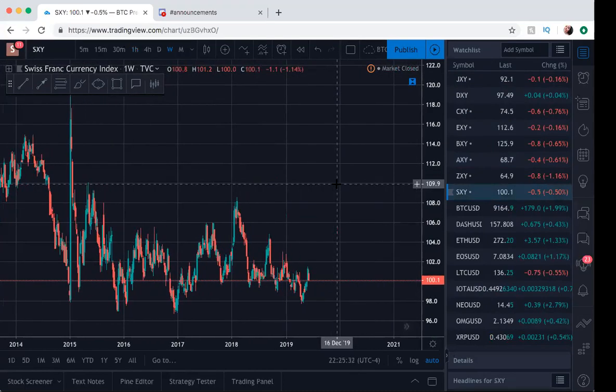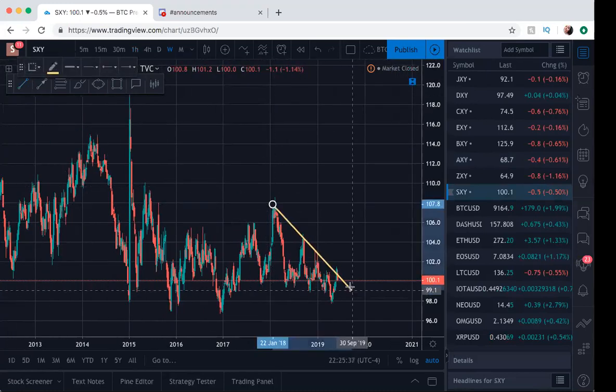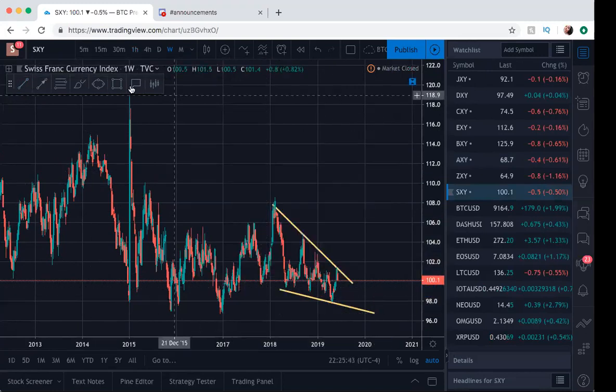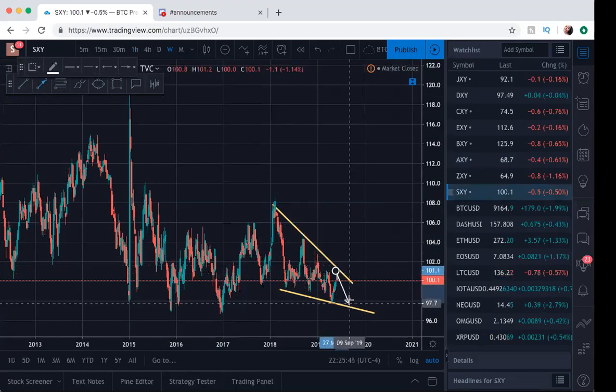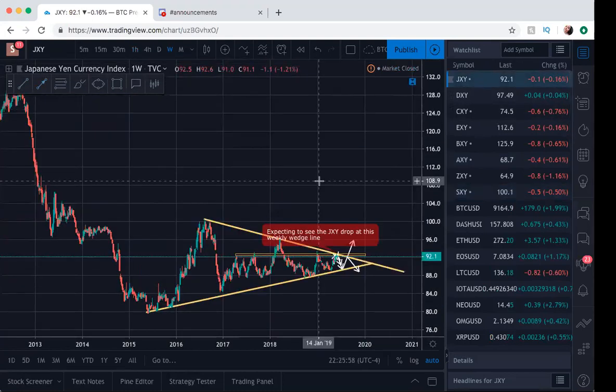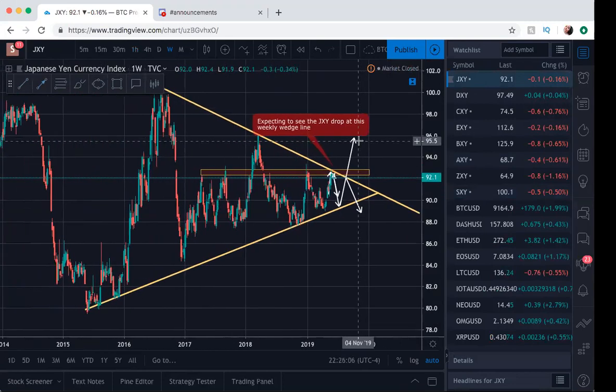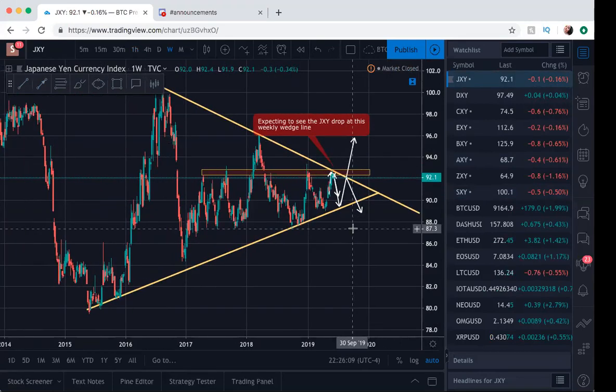Because, like, let's say on a weekly right now, we have a wedge formation here, but we could potentially be seeing the Swiss franc coming back down to meet this low, because we're making lower highs and lower lows. So it's safe to say, to trade with the trend, that the Swiss franc can be coming down. Just like it's safe to say with the yen's index, we're making lower highs but higher lows, and a breakout's bound to happen either way.